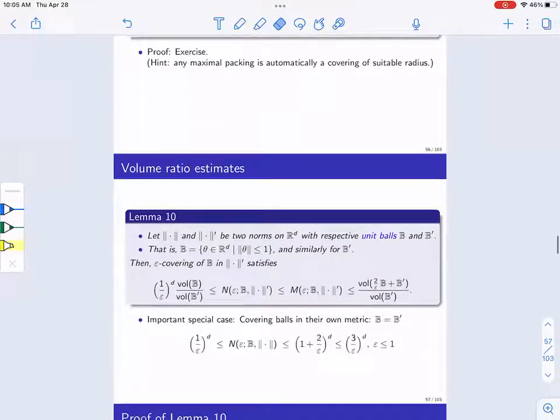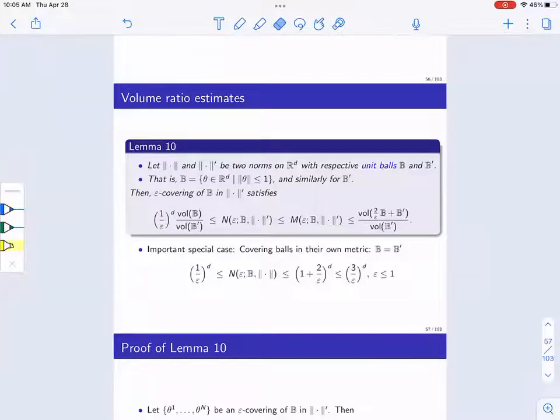So let us move on. What I want to do is maybe talk a little bit about this. If you have two norms with respect to unit balls, this is the unit ball of this norm, and the unit ball of the prime norm is defined similarly. Then you could write these volume ratio estimates. The covering number of the ball of one norm in the other norm is bounded by the packing number. This is the inequality that we showed.